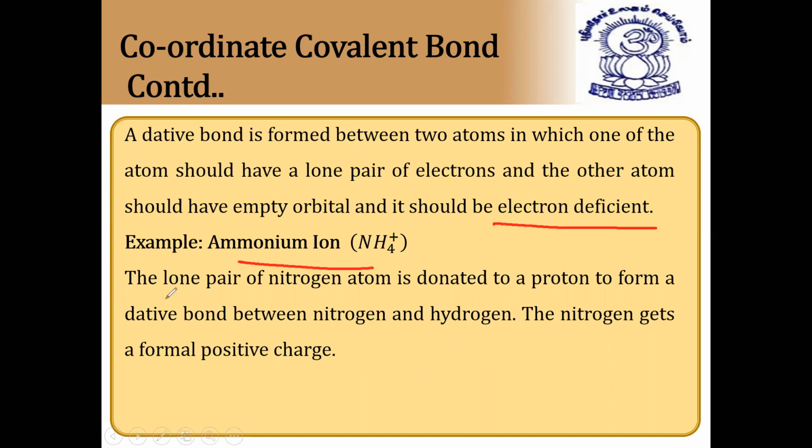Formation of ammonium, for example: the lone pair of nitrogen, because nitrogen is having 5 electrons in the valence shell, is donated to a proton to form a dative bond between nitrogen and hydrogen. The nitrogen gets a formal positive charge because of 5 electrons.